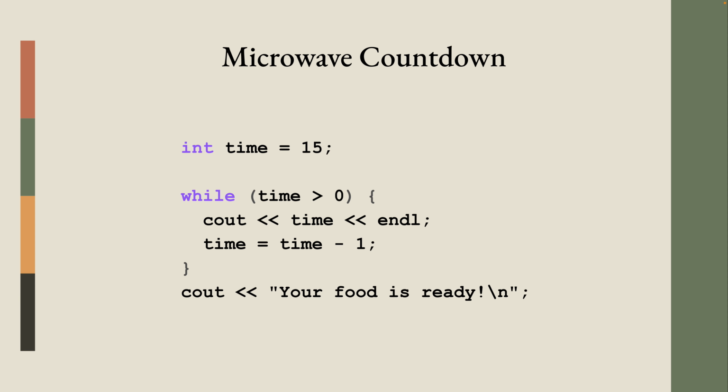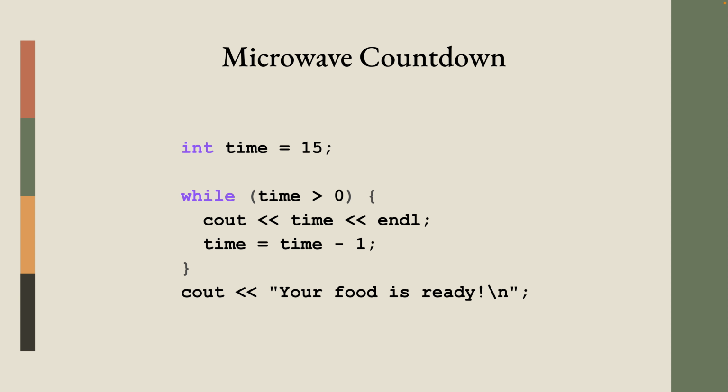But in each of those cases, we knew how many times it was going to run. We used that information to set up the condition. And in all 3 cases, we updated the variable in some way. So in this one, we decreased time by 1. In even number, we increased by 2. In counter, we increased by 1.